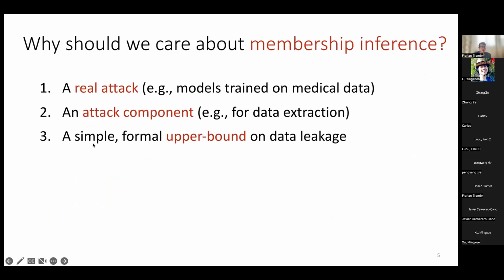And we can wonder why it's interesting to study this attack. People have thought about why membership inference attacks are interesting from different angles.